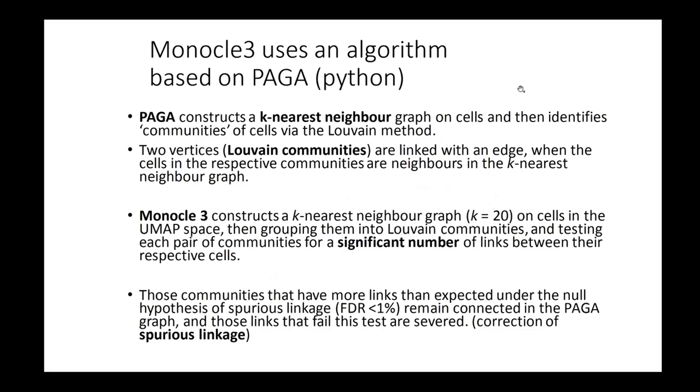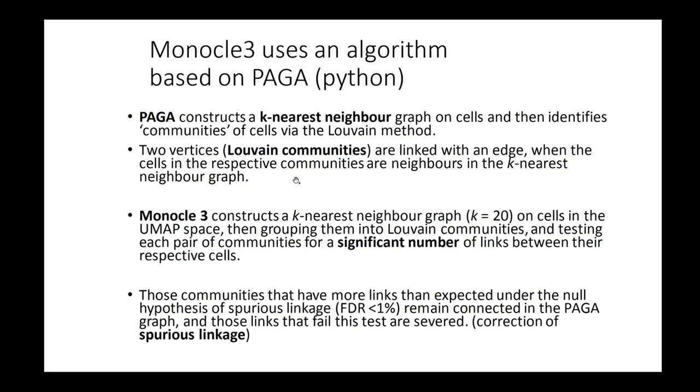Monocle is another algorithm that is quite popular and that you might be able to practice in the exercises. It's based on an idea that was developed in Python first, which was quite popular before Monocle came in: the PAGA algorithm. It's an algorithm in Python that first constructs a k-nearest neighbor graph on the cells, then identifies communities in those cells, which they call Louvain communities. Two vertices, which are these communities, are then linked with an edge when the cells in the respective communities are neighbors in the k-nearest neighbor graph. So this gives you a way to generate lineages through communities.